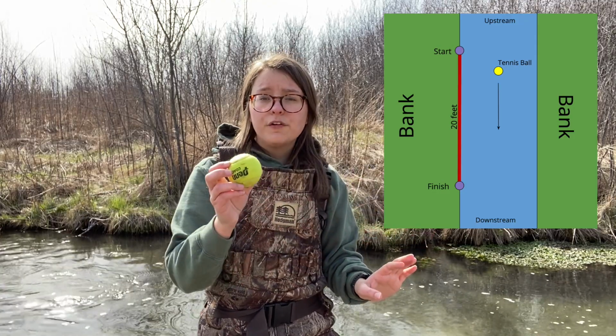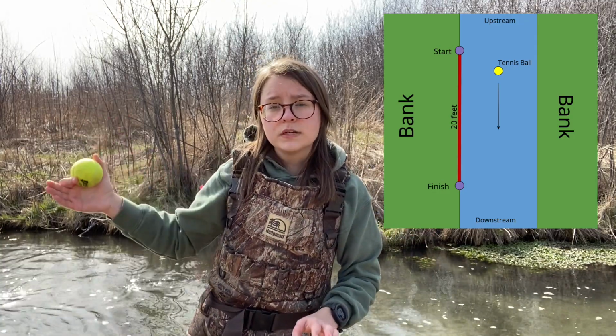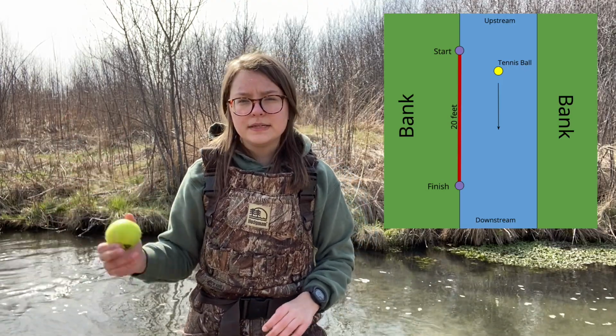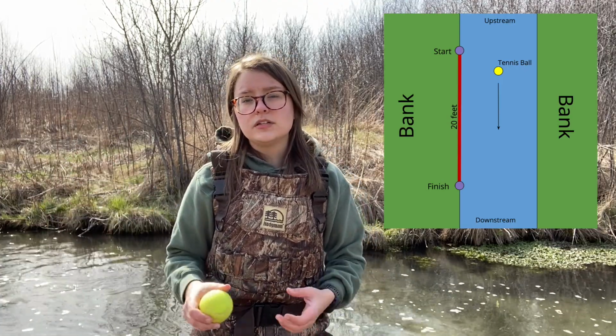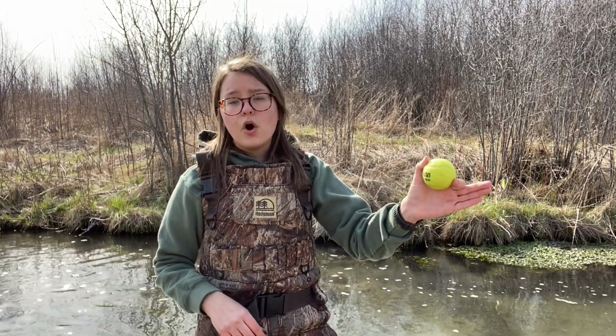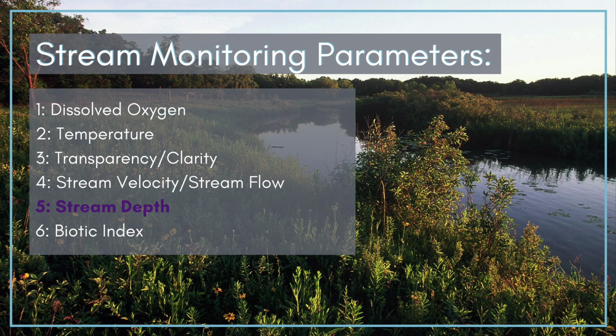The tennis ball will float along the river, and once it reaches my last flag, which is my end point, I'll stop my timer. We do this test a total of 4 times. And we also try to not throw it in the same spot each time. That way we can get the velocity over the width of the whole creek. Next, I will explain how we take measurements for the stream depth.